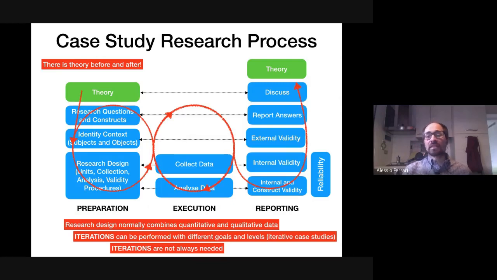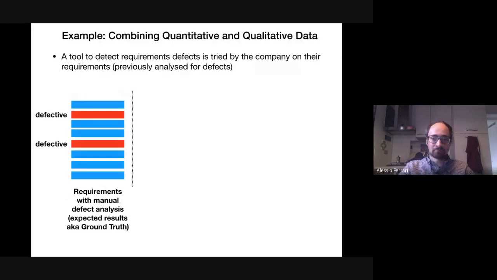Different goals at different levels means in one phase you are exploratory, in one phase you are confirmatory, and at the same time you can have a goal that is improving or is explanatory. For example, if you want to understand why you did not improve. So these are the ways in which you should frame each step of your study. Of course, iterations are not always needed. If you are lucky and you can go through a smooth process from data collection to discussion and theory extension, you're lucky. But in most cases, you have to iterate.